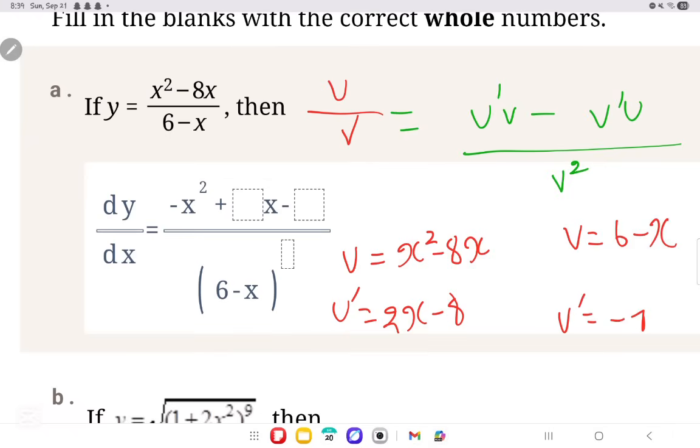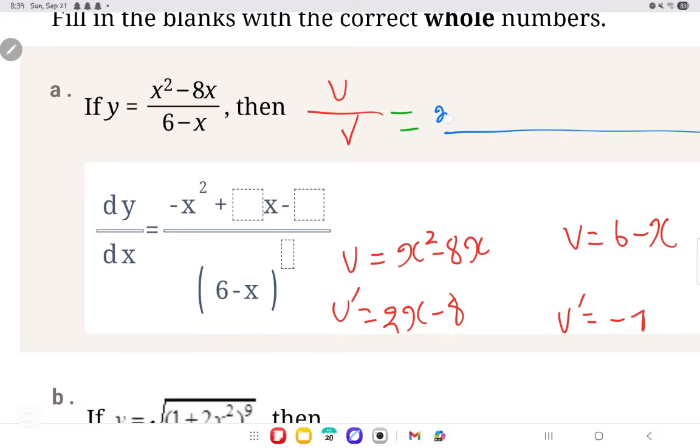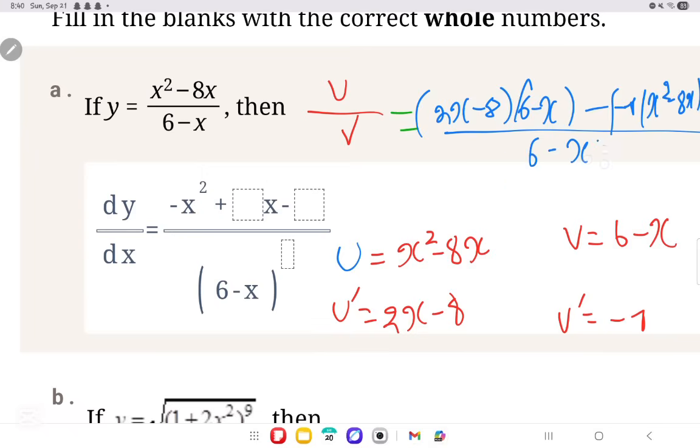Now, we're going to do u prime v minus v prime u. So u prime v, that's going to be 2x minus 8 times 6 minus x, minus v prime u, which is minus 1 times x squared minus 8x. All of it over v squared, over 6 minus x squared. Perfect. Now let us simplify.